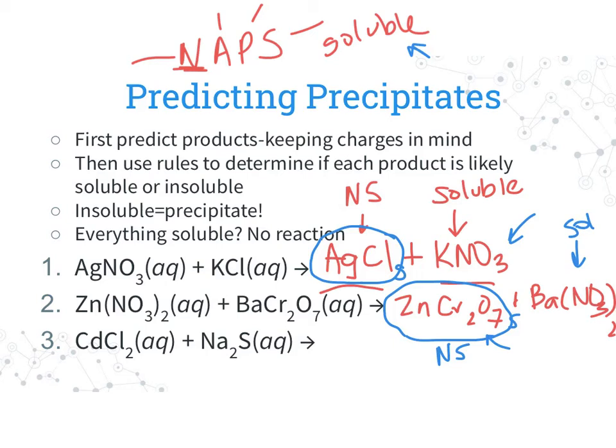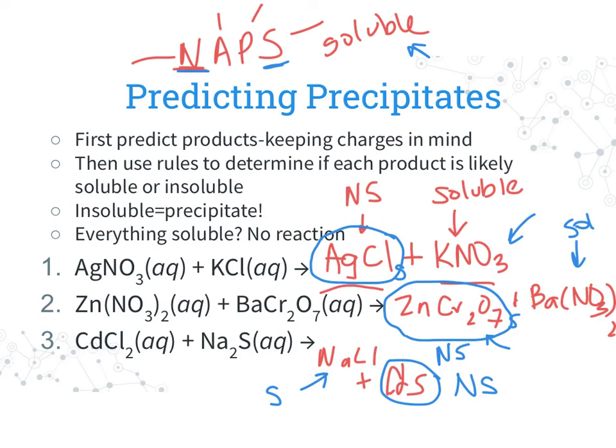All right, and last but not least, we have NaCl and CdS. Okay, NaCl, sodium is in NAPS here, so this is going to be soluble. And then CdS, that's not on our list, not anywhere else, we're going to call that a precipitate and say not soluble. So that's how we predict precipitates, the easy way for AP Chem.